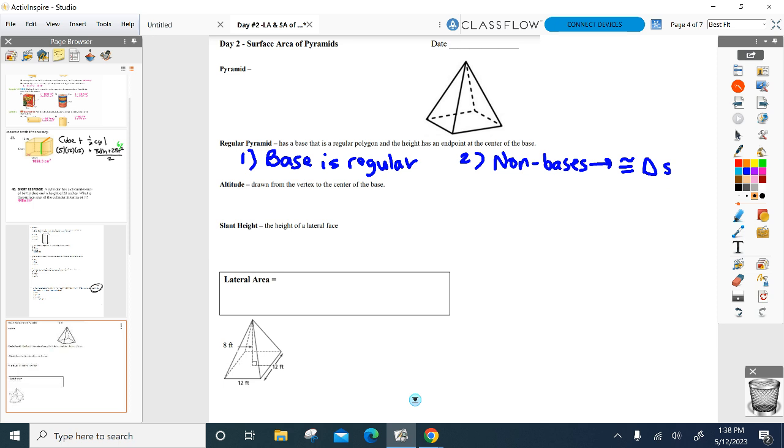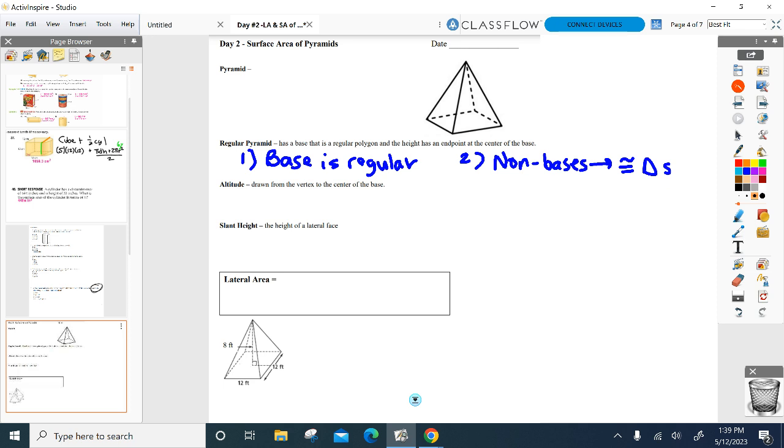Pyramid, 2 heights. 2 heights on a pyramid. Altitude, which you're used to. And then a pyramid also has what's called a slant height. So my job right now is to make sure you guys, 1, know where each is located and the difference between them.